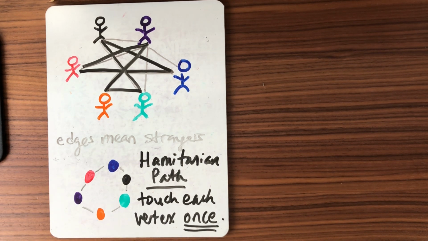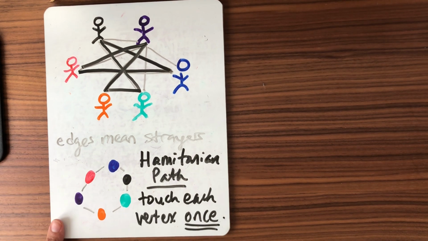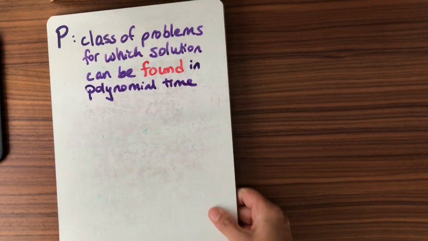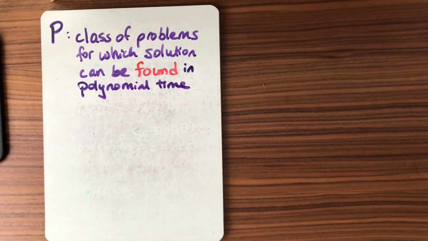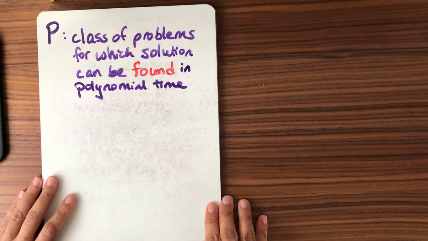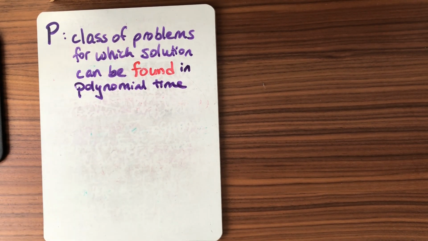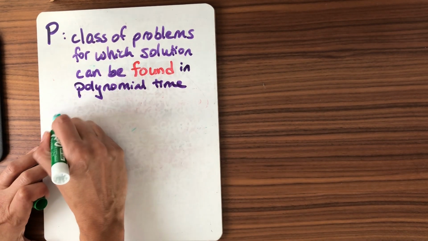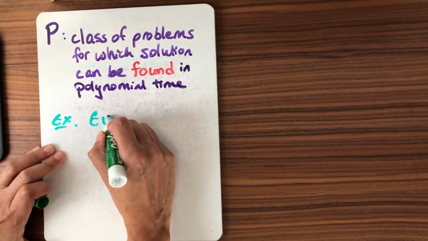So let's just talk for a second about the difficulty of problems, and we'll come back to finding Hamiltonian paths and Hamiltonian cycles. Let's talk about the class of P. P is a class of problems for which a solution can be found in polynomial time. So what's an example of this? An example is an Eulerian walk.